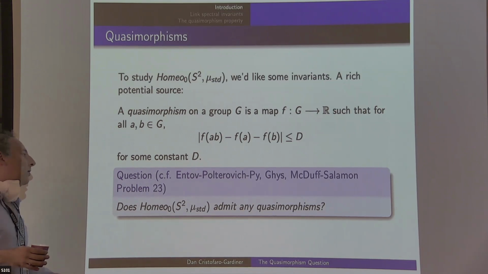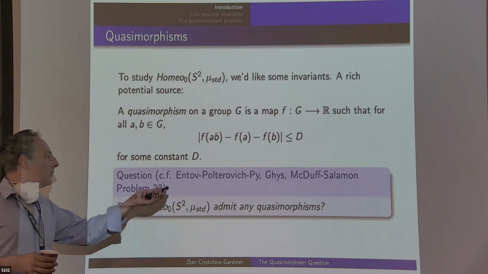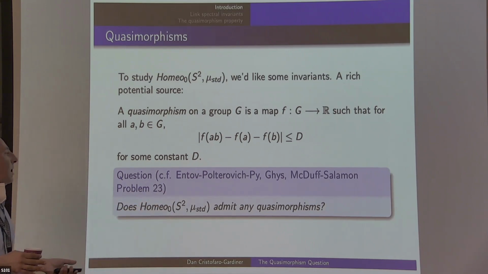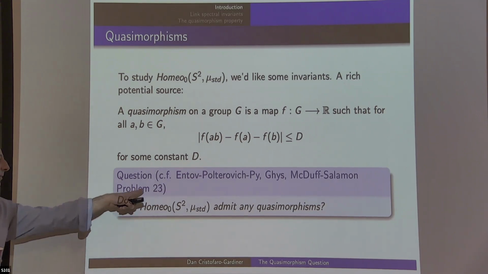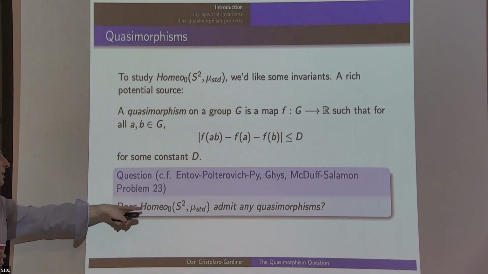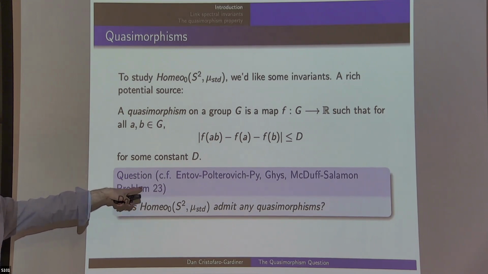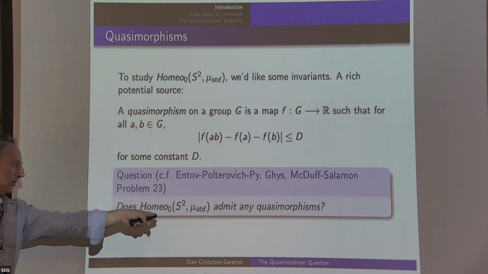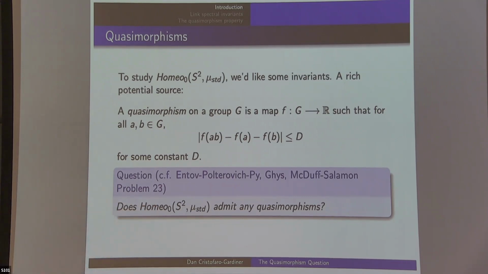I guess it goes back to work of Entov, Polterovich, and Py, and Giroux, and McDuff and Salamon. They had this list of open problems in symplectic topology, and this is more or less problem 23. I say more or less because they state it slightly differently. Anyway, we do answer exactly what problem 23 is as stated, but I want to state it this way because this is a little closer to my perspective. Okay, so does this have any quasimorphisms?